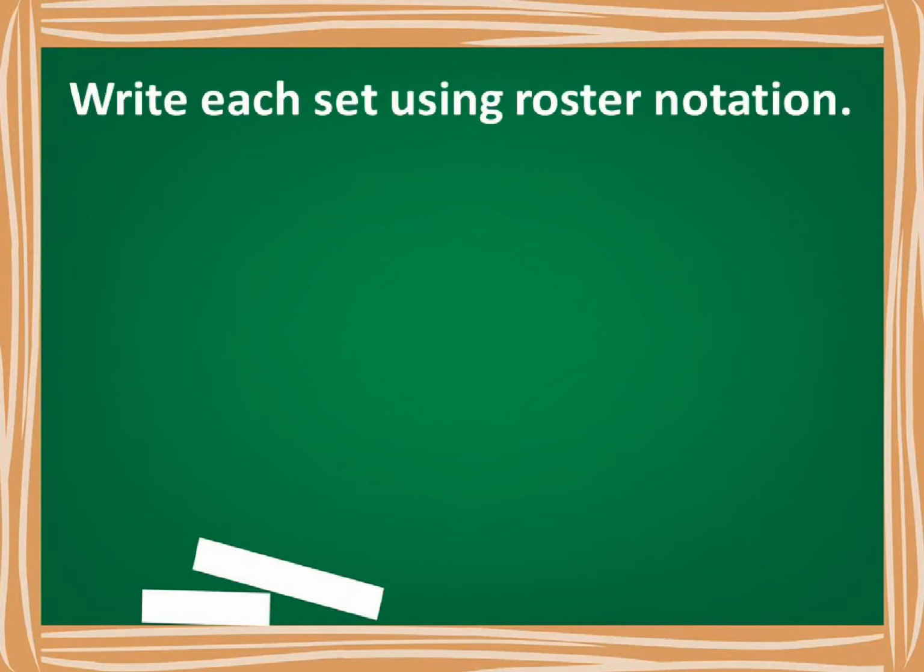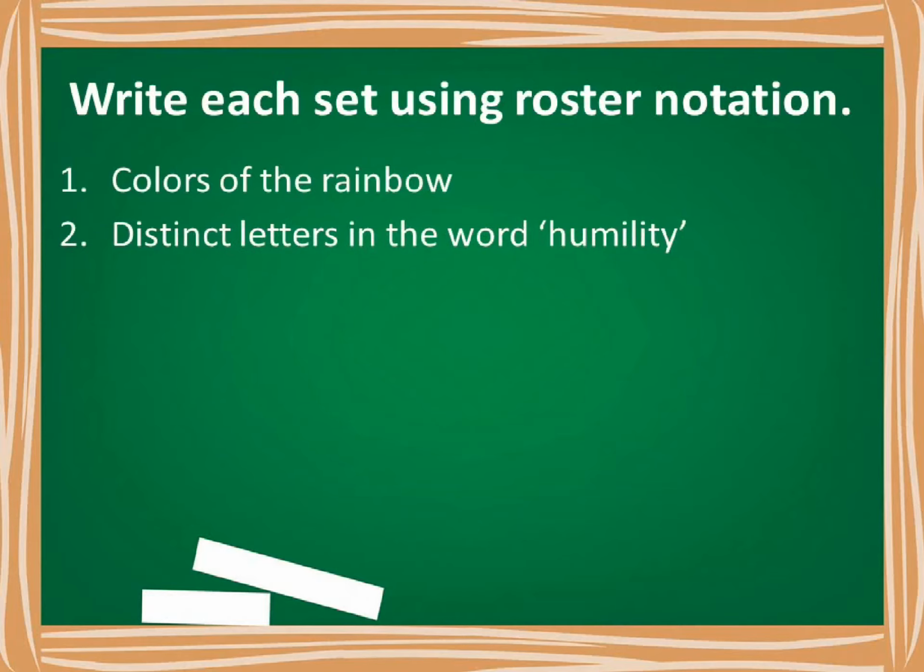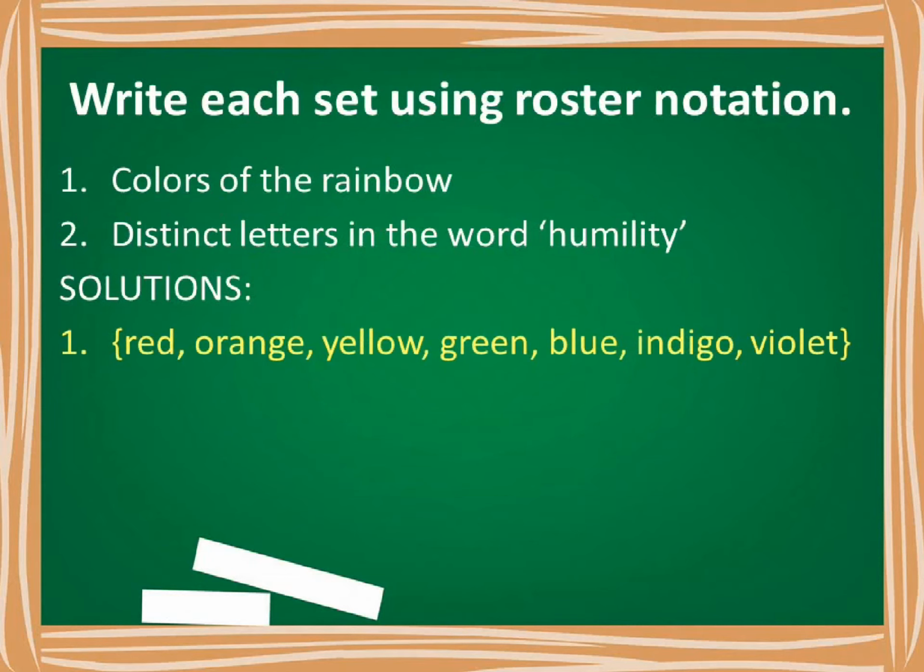Now, let us try to write each set using roster notation. Or, i-list down lang natin lahat ng mga elements na dinidescribe or given. Number 1, colors of the rainbow. And number 2, distinct letters in the word humility. Solutions. Number 1. So we all know what are the colors of the rainbow.